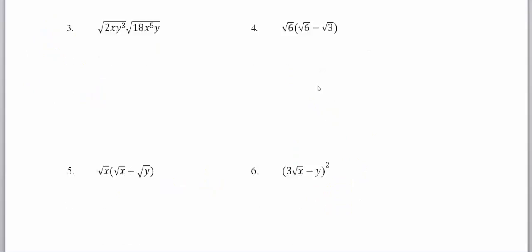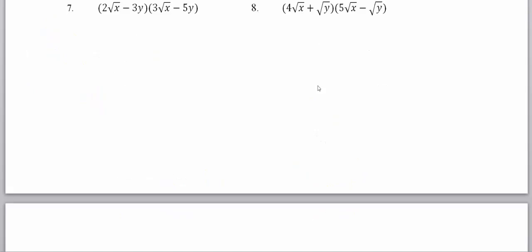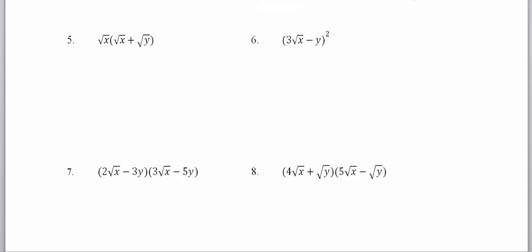All right, continuing on with some other examples here to finish up this page. We're going to look at more kinds of FOIL and distribution here. Let's take a look at problem 5. We're going to have a distribution here where the square root of x times the square root of x is the square root of x squared. The square root of x times the square root of y is the square root of xy.